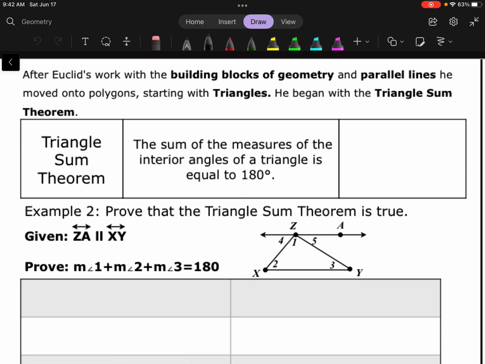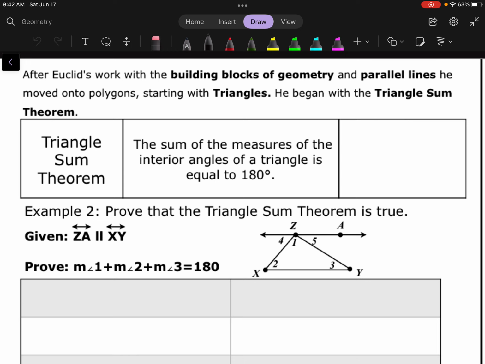Okay, so what's it say up at the top? It said, after Euclid's work with the building blocks of geometry and parallel lines, he moved on to polygons, starting with triangles. He began with the triangle sum theorem. So you might remember Euclid, the father of geometry. Way back in the day, he proved all these facts that we're going through. And so when he got on to polygons, the smallest polygon is the triangle. So he obviously started there, and he started investigating what's going on with them. And he came up with this thing called the triangle sum theorem.